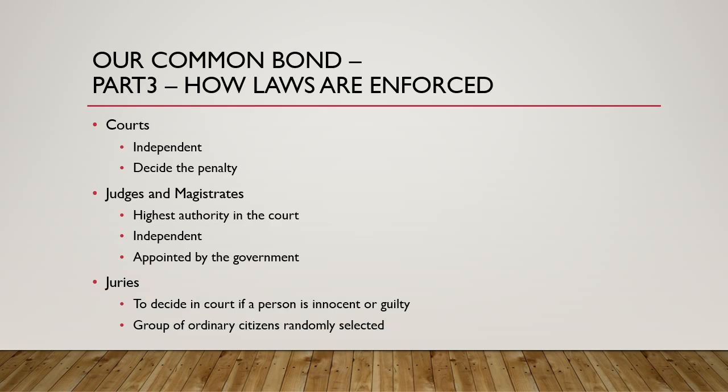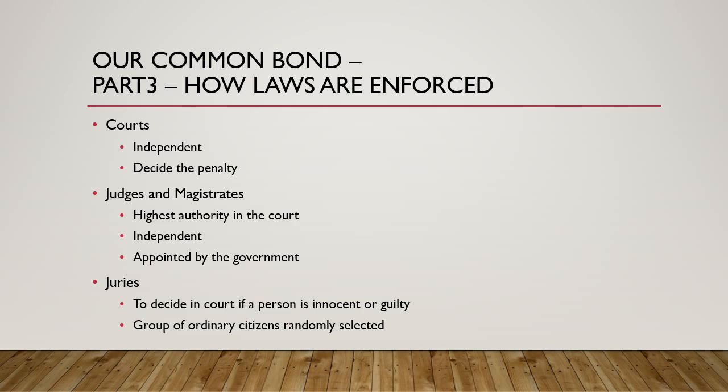So how are laws enforced? There are certain ways. So there we have courts. Courts are independent and they decide the penalty of not obeying the law. Judges and magistrates are there. They are the highest authority in the court. They are independent and appointed by the government.